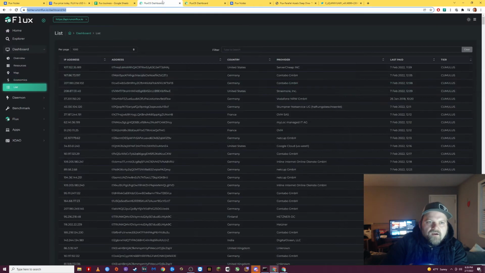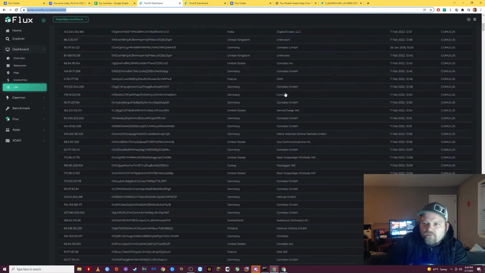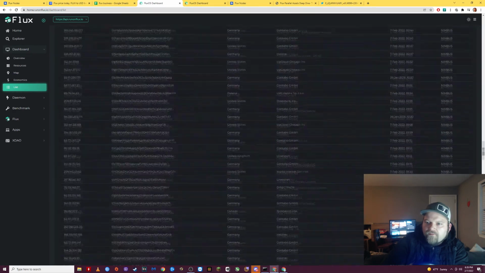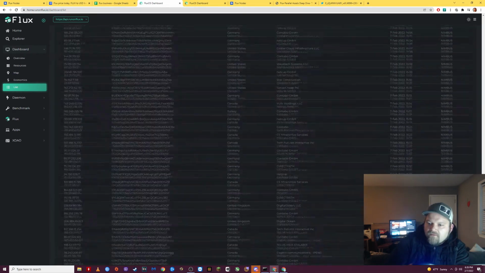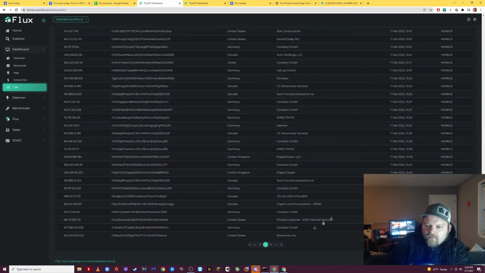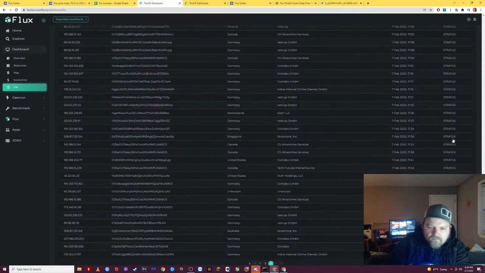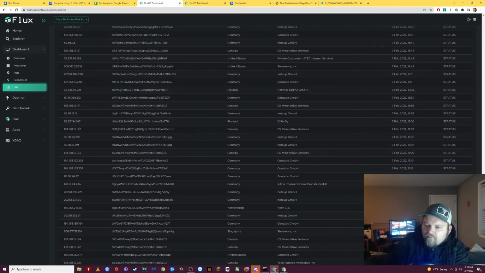So this kind of goes over all the current node holders. This is sorted with 1,000 per page, and there are 3 pages. So quite a few people doing this.